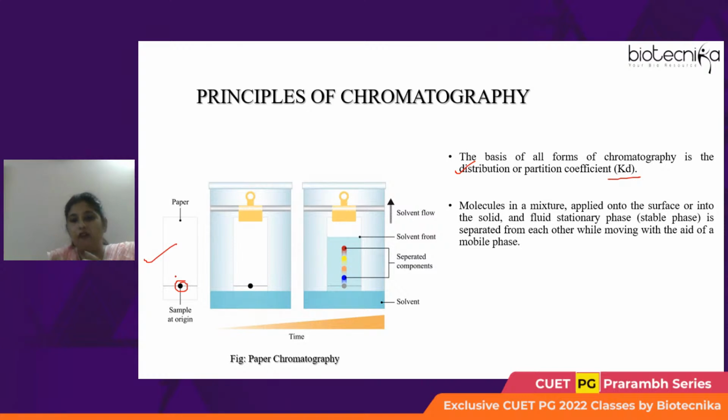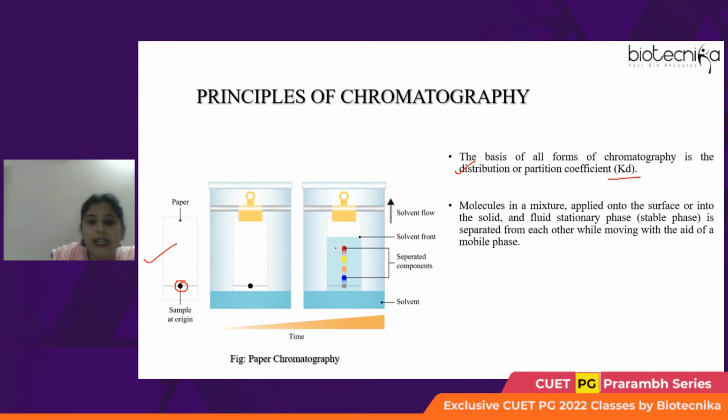Which is comprising of a mixture of the components which I have to separate. Now, as I mentioned in the previous slide, there are three main components of chromatography. Two are stationary and mobile phase, and the third one is the analyte. So what happens when you provide the stationary phase and mobile phase? When the mixture is applied on this paper, the stationary phase in paper chromatography is water, and the mobile phase is a mixture of organic solvents that we use.